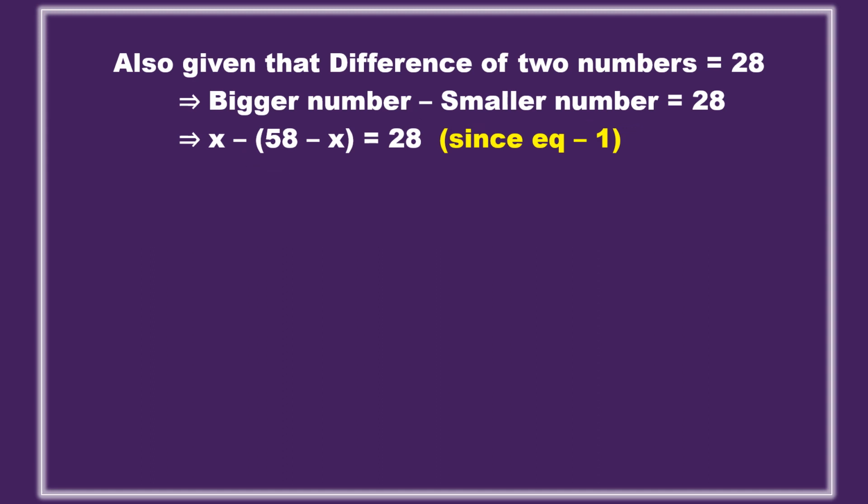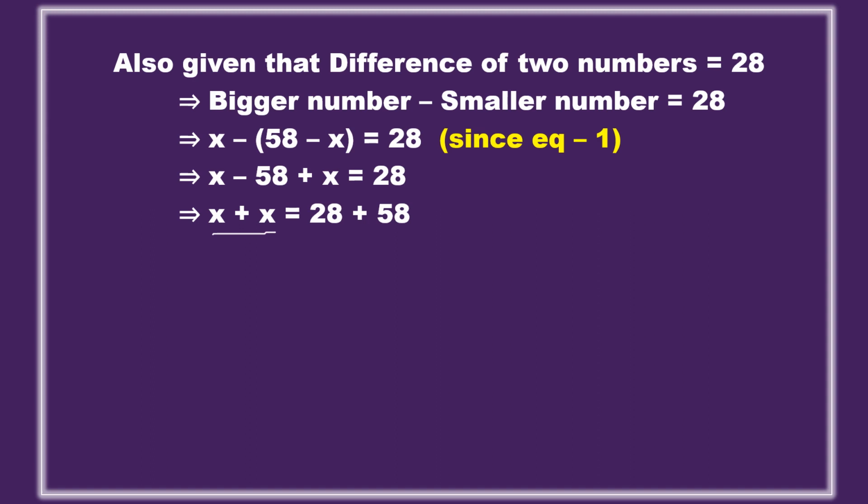So here my equation will be x minus, plus into minus is minus, and minus into minus is plus. So x minus 58 plus x. Here we want the x value, so put this 2x here only, x plus x, and send this minus 58 there. Whenever minus 58 goes there, it becomes plus 58. Now x plus x are both like terms, so I can add them. x plus x is 2x equals, when you add these two, you'll get 86.